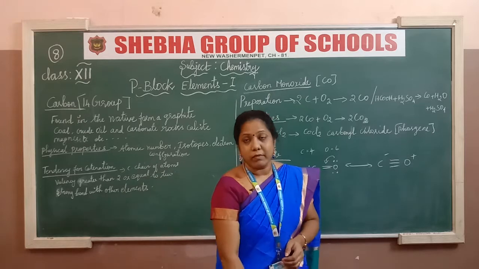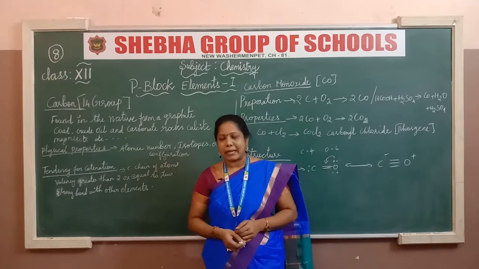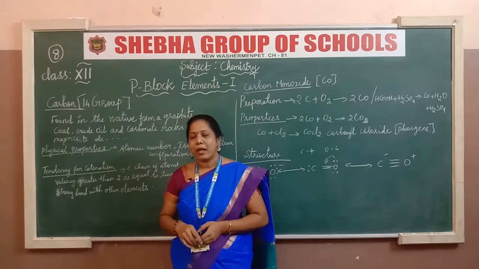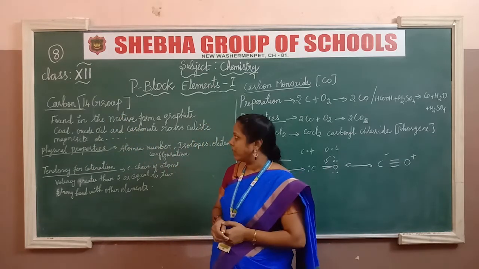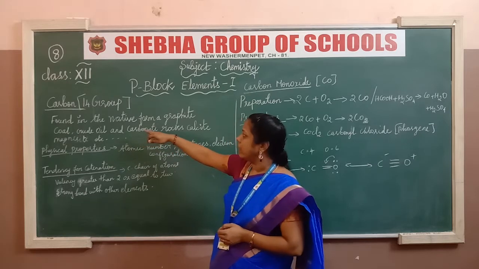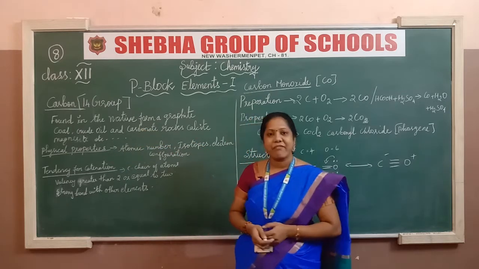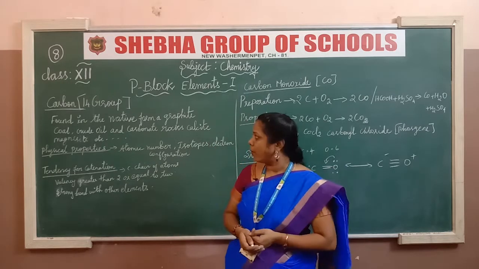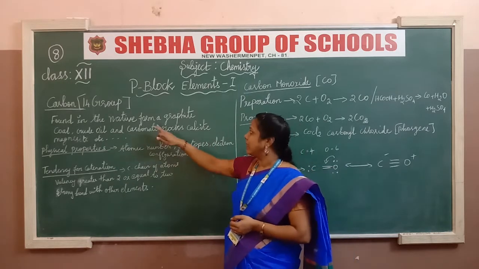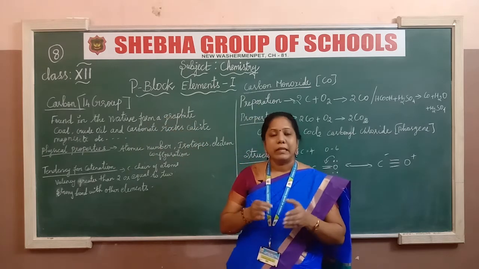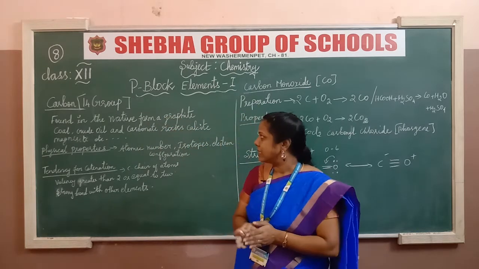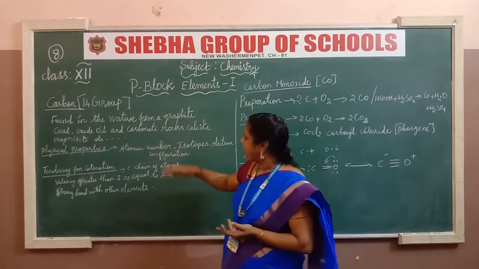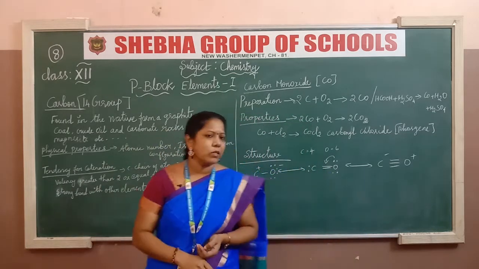Now we have to go for carbon atoms. In this carbon family, in our periodic table, it is group 14. Carbon is found in the native form of graphite. Carbon is a very important element to learn about. In carbon there are the forms diamond, graphite and fullerenes. We have to learn many things about carbon.